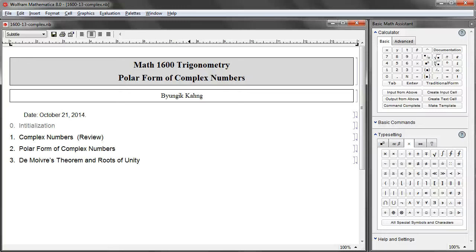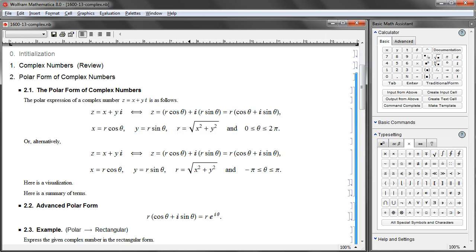Welcome back, students. I hope everybody went through the first section of this notebook, the review in complex numbers, without much trouble. Now let's move into section 2 of this notebook, the polar form of complex numbers.